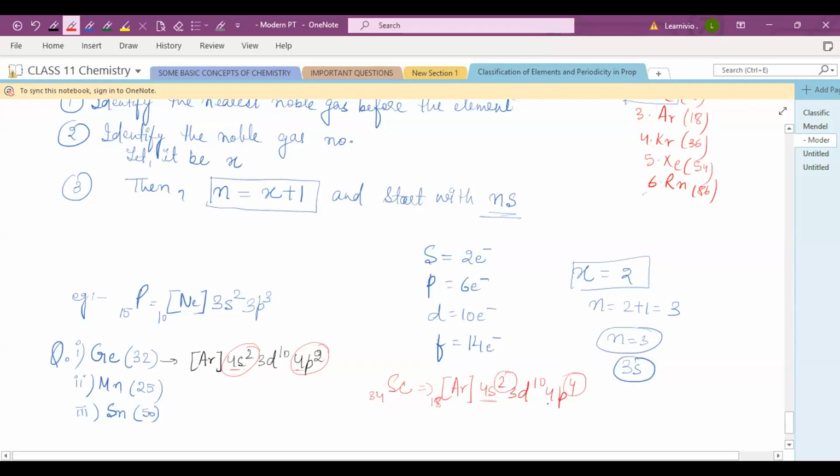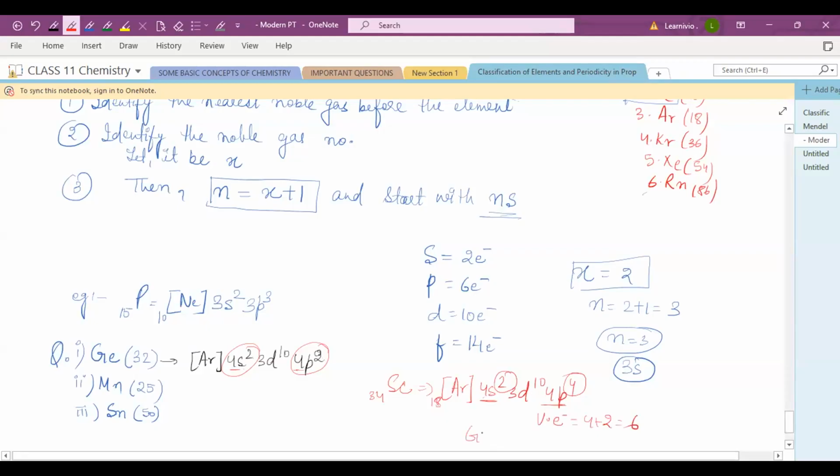So in the outermost shell, there are two subshells, 4s and 4p. Okay, the shell is 4, right? In the fourth shell you have two subshells, like 4s and 4p, right? So whatever electrons are in 4p and 4s, you just have to add up. So 4 plus 2, this is your valence electron. Valence electrons are 4 plus 2, means 6, right?